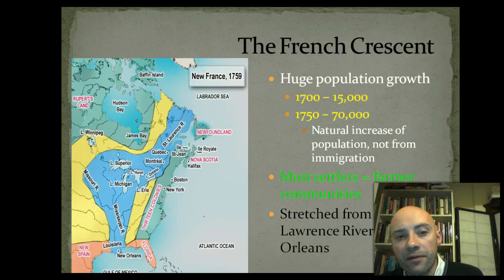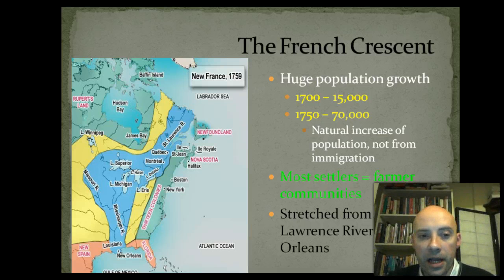Most of the settlers created farming communities, but trade was a large part of the economy. So individual settlers might be farmers, but they could only exist as farmers because of the economy created by trade, if that makes any sense. And again, it stretched from the St. Lawrence River to New Orleans.